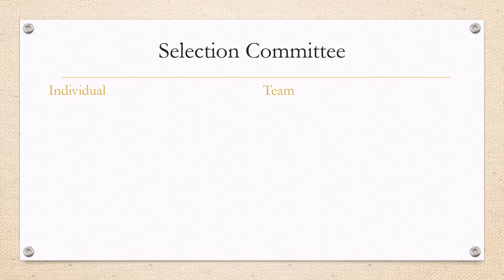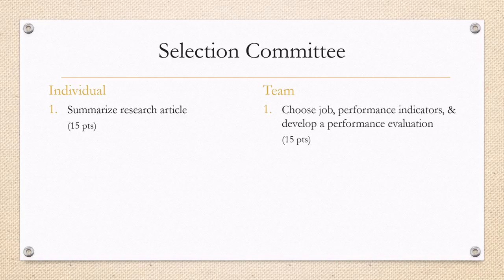So just to give you an overview of what each piece of this project will entail, there will be 4 individual pieces that are turned in and 4 team assignments. The first individual assignment is to summarize a research article on selection. I have provided a list of potential articles and each committee member should summarize one of the articles. As a team, the first thing you will do is choose which job you're going to select for. You will find out information about that job, develop performance indicators, and develop a performance evaluation.